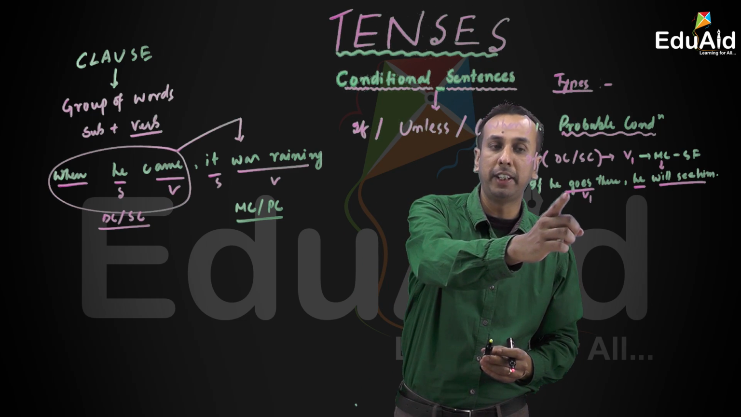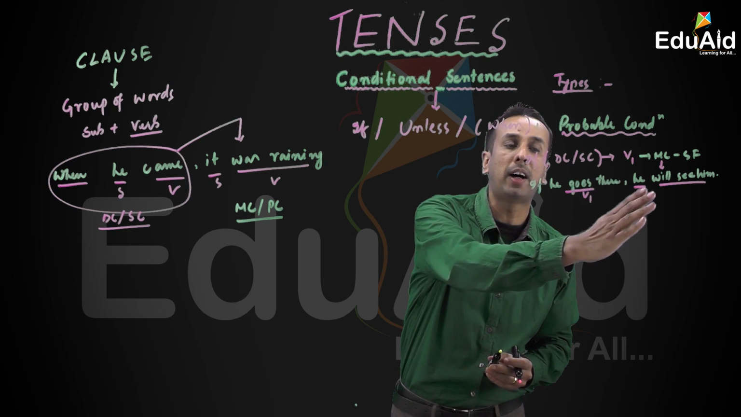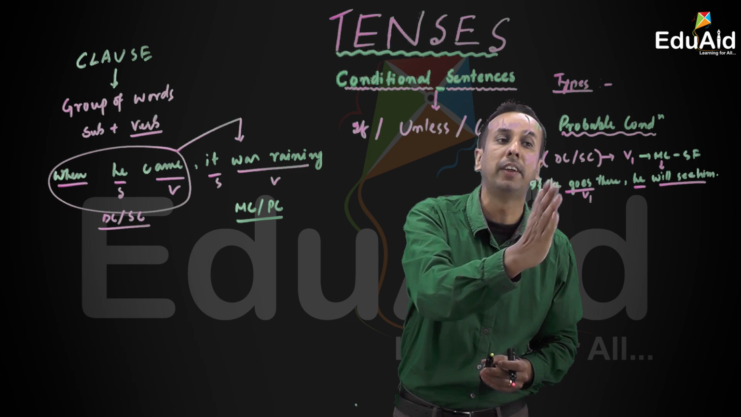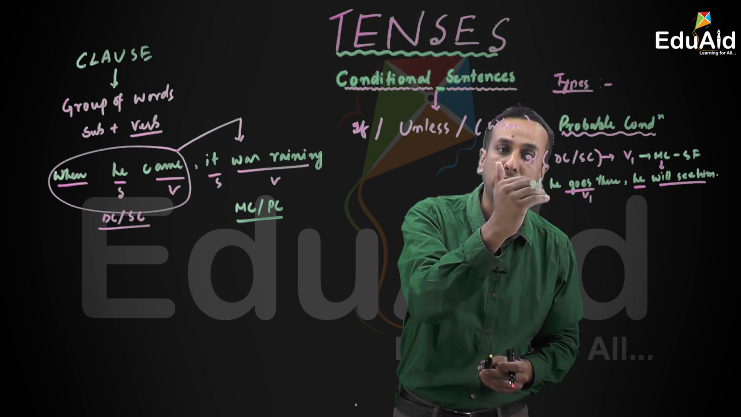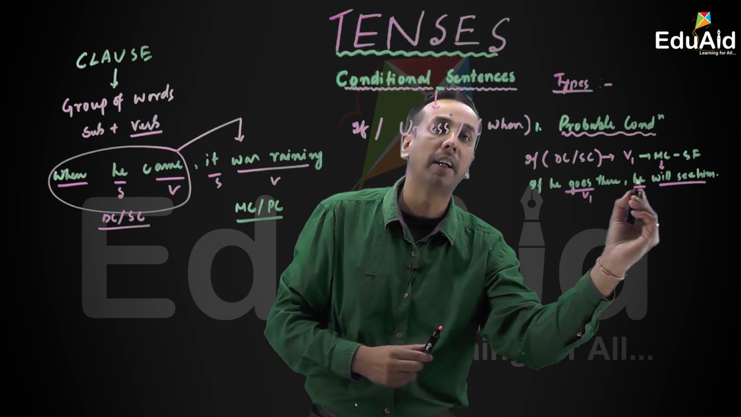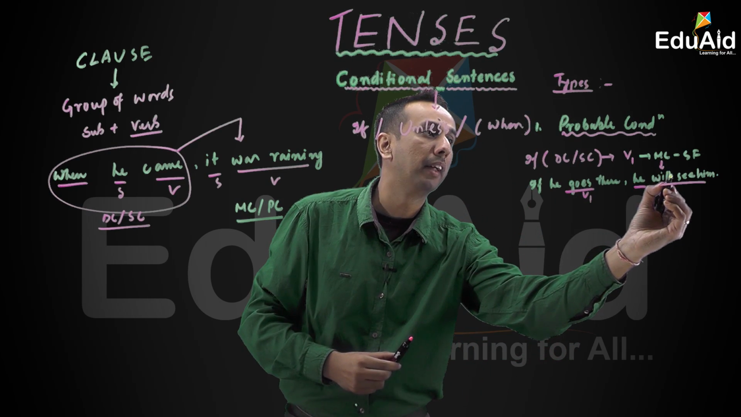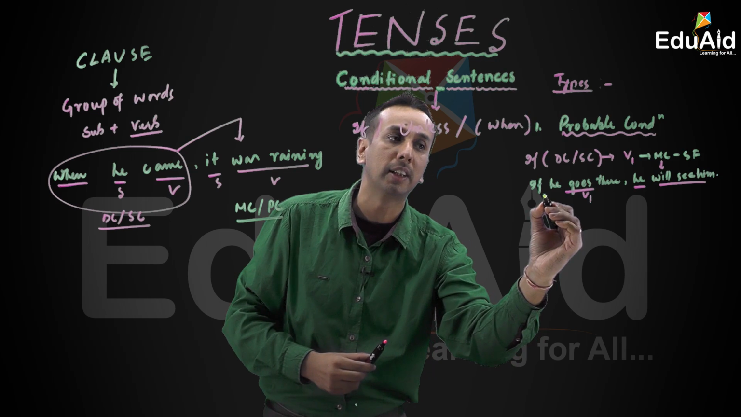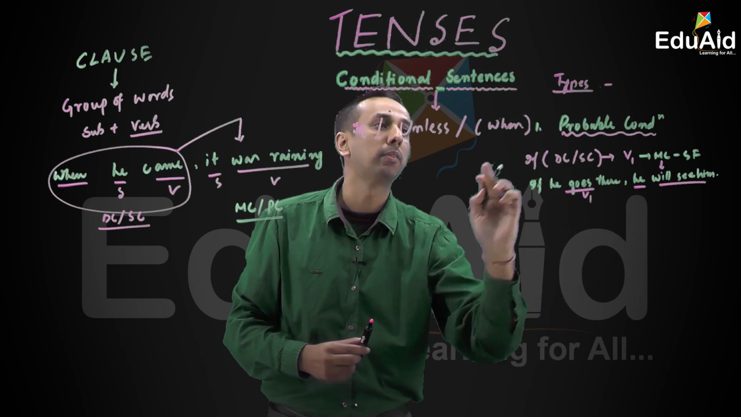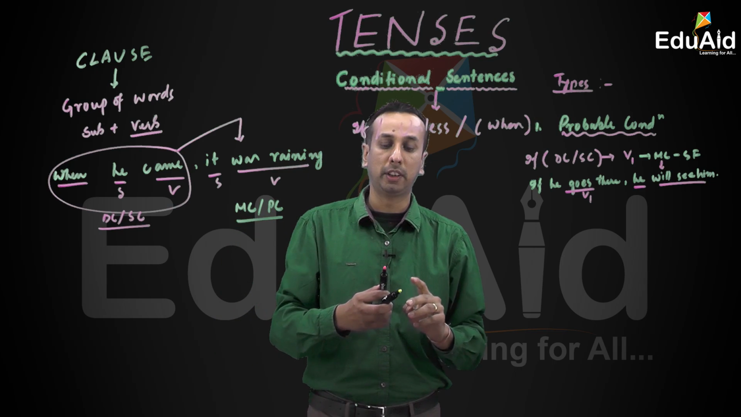Now be very careful on this kind of question. Both the parts cannot be in simple present, and both the parts cannot be in simple future. "If he will go there" cannot be. It should be, "If he goes there, he will see him." So this is put under the heading called probable condition.